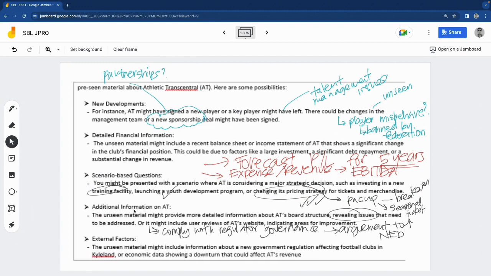We get the last one. The unseen material might include information about new government regulation. I'm very suspicious about new government regulations affecting the football club, other than what you already saw, the safety. And because of the safety of the stadium, there was a lot of cost involved. Economic data showing a downturn that could affect AT revenue. It is possible there could be downward economic data. We don't know. As of now, the only thing we can predict is there was a Brexit, but other than that, there was no issue.